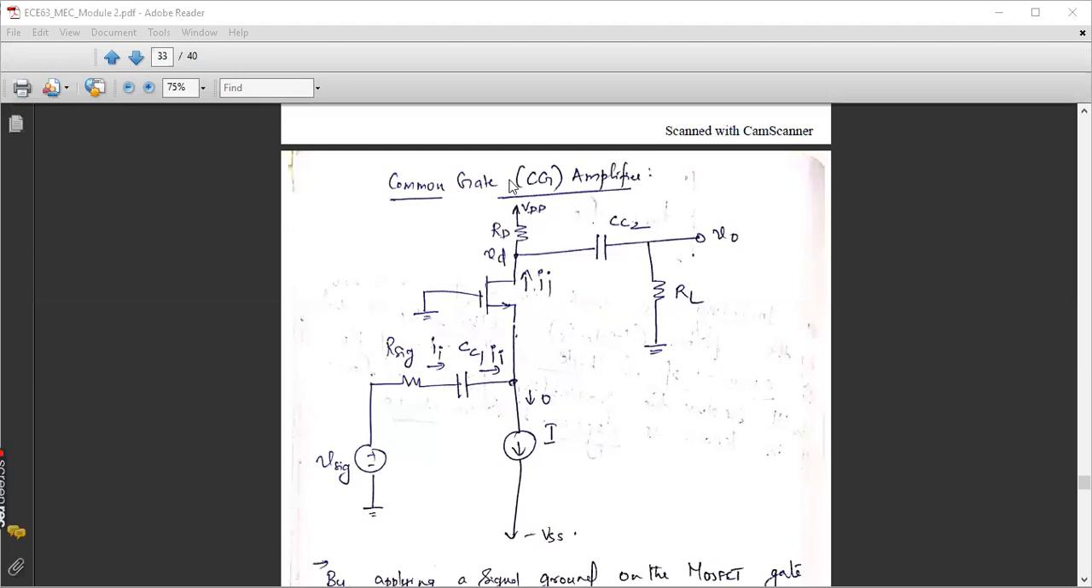Please mark all the voltages VDD, VD, current II, constant current source capital I, input VSIC, supply voltage minus VSS and VDD, output V0 across RL, coupling capacitor CC2, input coupling capacitor CC1, input resistance RSIC. The gate is grounded, input is given to your source, output is taken across drain. Source, gate, drain.